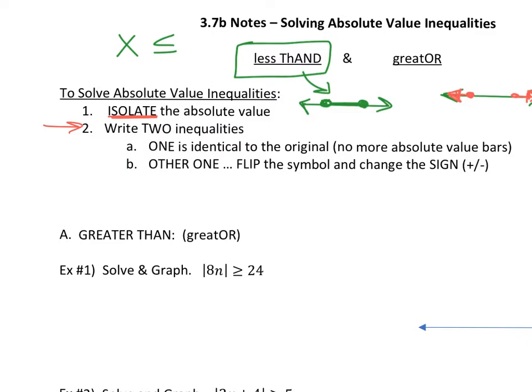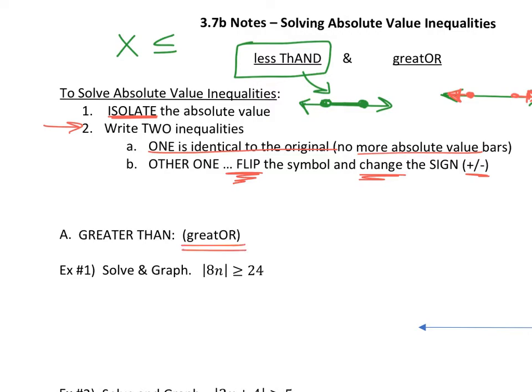Today when you write your 2, the second one that you write just flips that symbol. So if it was greater than or equal to, it's going to become less than or equal to. If it was greater than, it's going to become less than. If it was less than or equal to, it's going to become greater than or equal to. Okay? So you do 2 things. One, you write identical to the original. Just ditch the absolute value bars. That's exactly how we did it yesterday. The second one, you need to flip the symbol and change the sign positive to negative, okay? So we're going to walk through a couple of these just to make sure we're getting it.